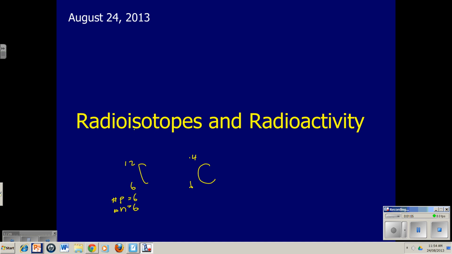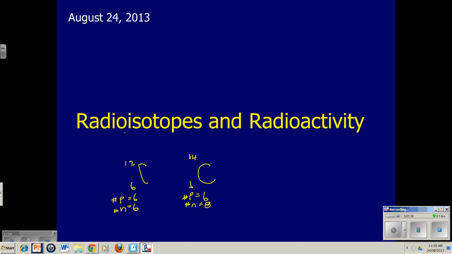But in this case, because we're talking about isotopes, remember, isotopes have the same number of protons but different numbers of neutrons. So if we take a look at this one, the number of protons, again, is determined by the atomic number, 6. And if we take that 14 and subtract 6, then the number of neutrons is 8. So here we have two different isotopes of carbon, one with 6 neutrons and one with 8 neutrons. And that makes them isotopes.